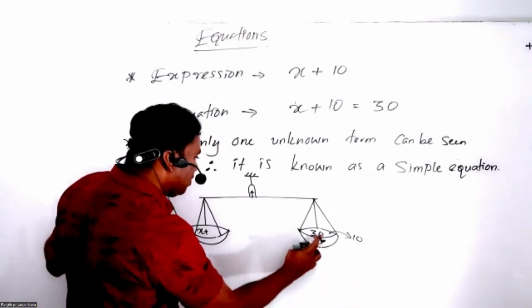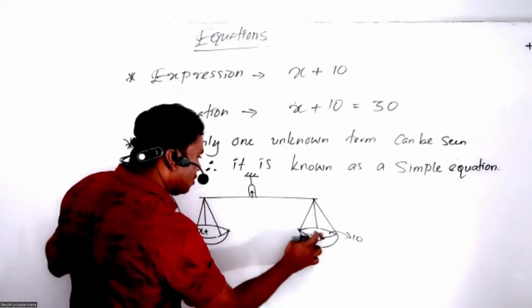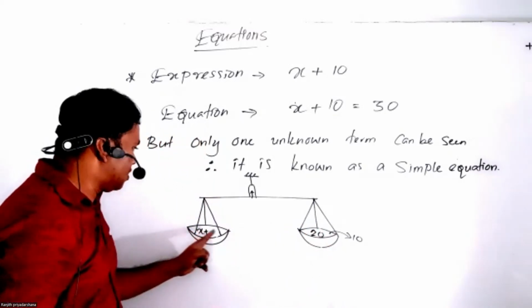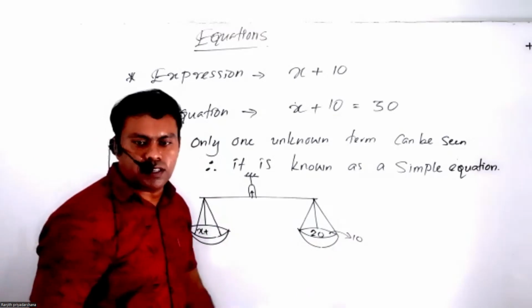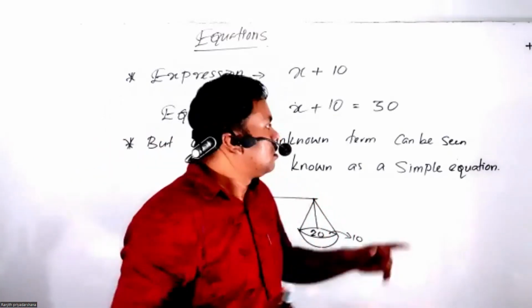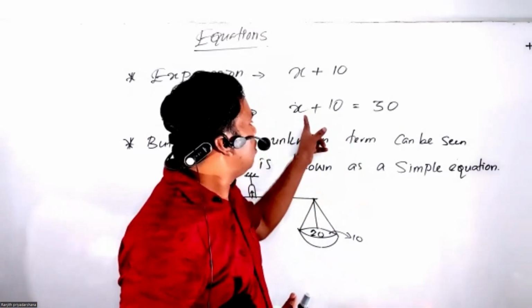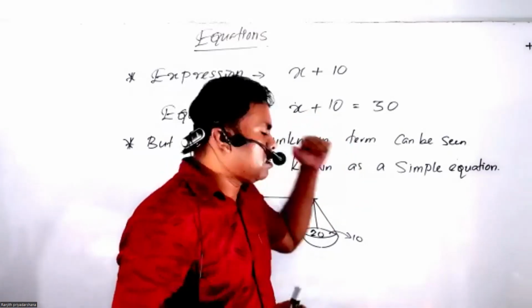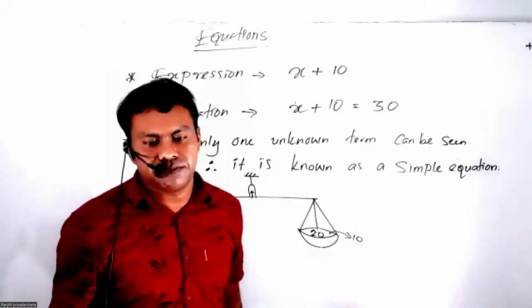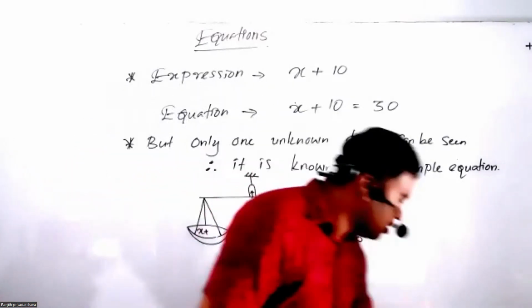Now, what's the value here? 20. Therefore, x equals 20. So this method can be used to calculate the value of the unknown term by using a simple equation. Can you understand the concept of that? Yes, sir.